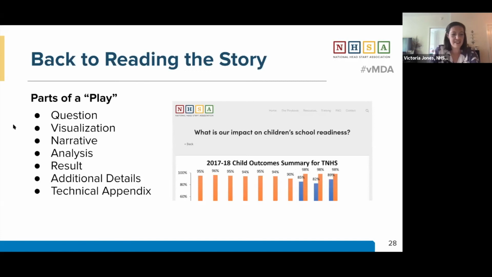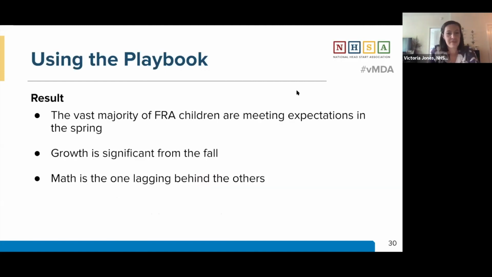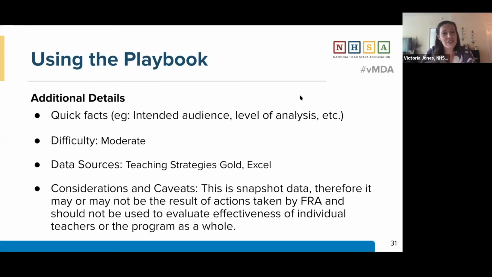And then the analysis section in one of these plays really outlines the analysis that the program did. Next up in the playbook, they really explain the results, right, and what they saw. The additional details section of the play gives some quick facts like the intended audience, level of analysis, the difficulty that's outlined here. This one is considered moderate because you have to actually do some manipulation of the data in Excel.